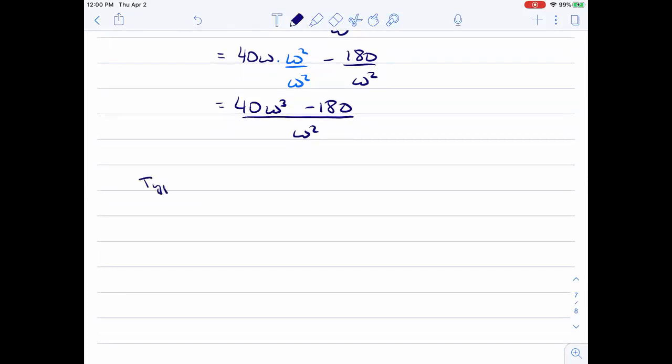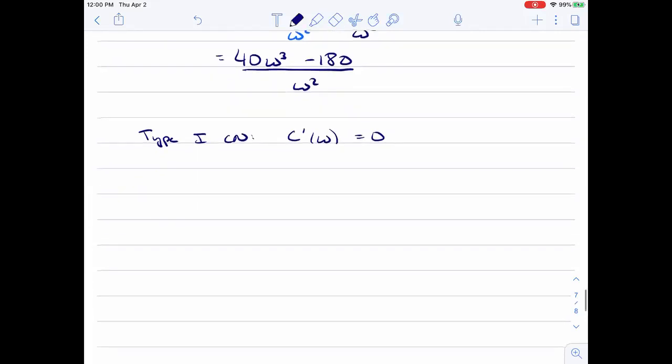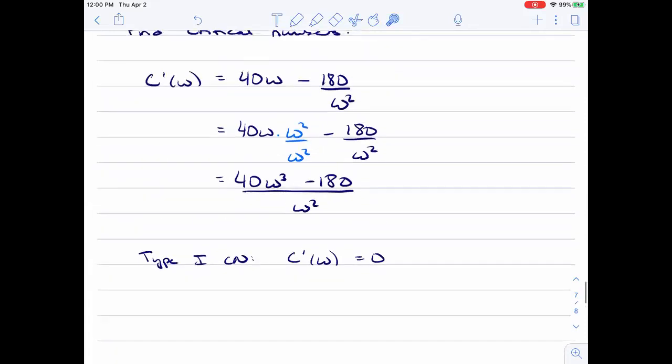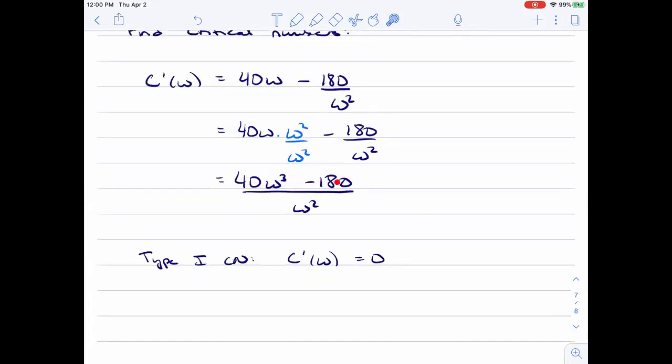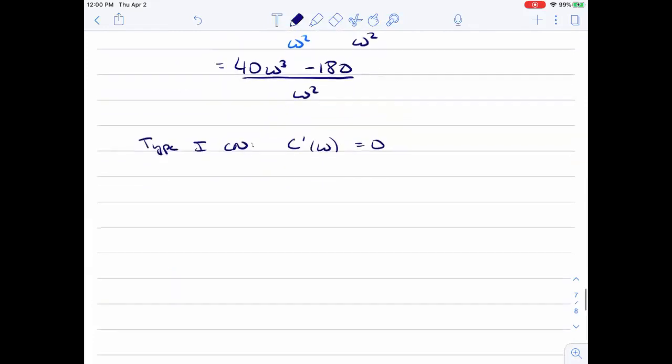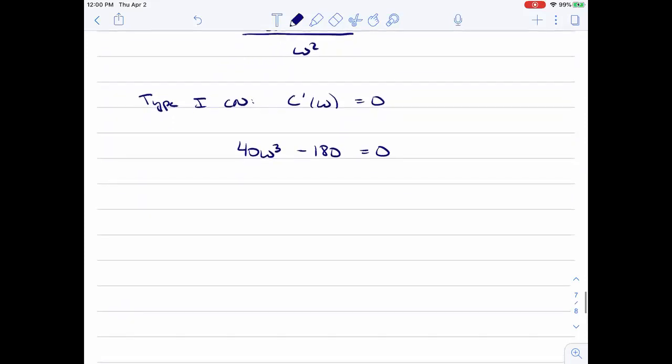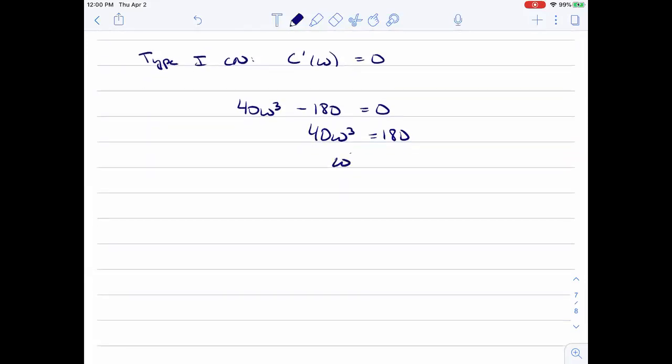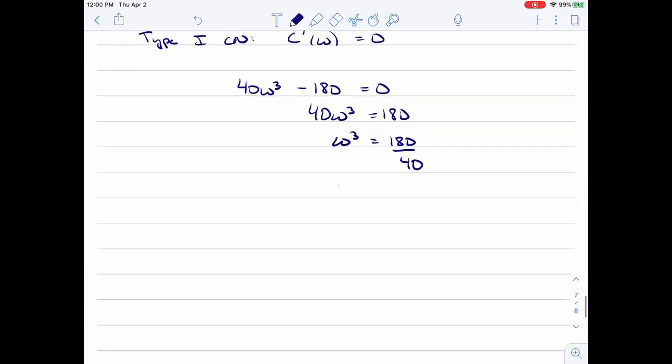And so we've got a type 1 critical number when the derivative is 0. That's going to be true when 40w to the 3 minus 180 equals 0. So I get 40w to the 3 is 180. w to the 3 is 180 over 40. And so 180 divided by 40 is 9 over 2.